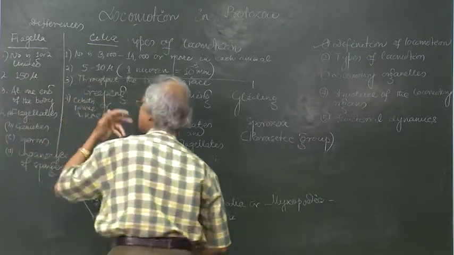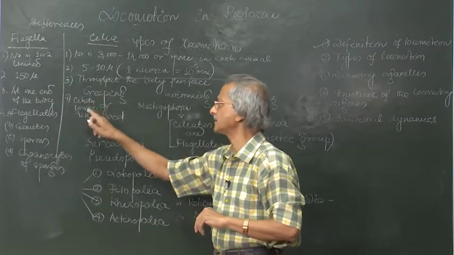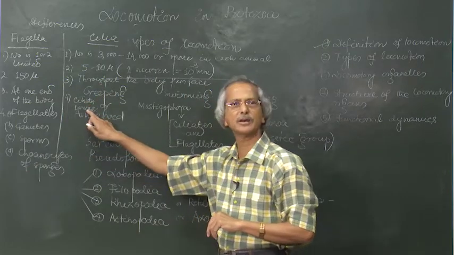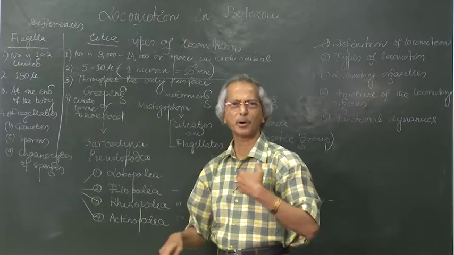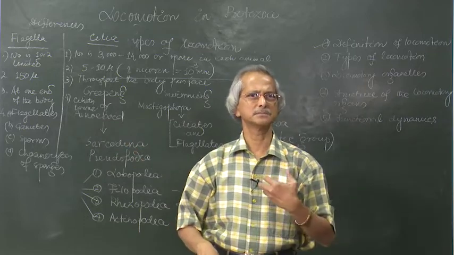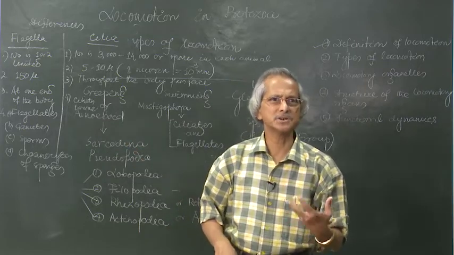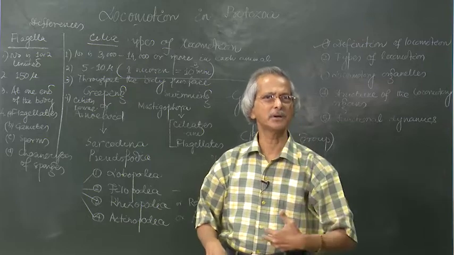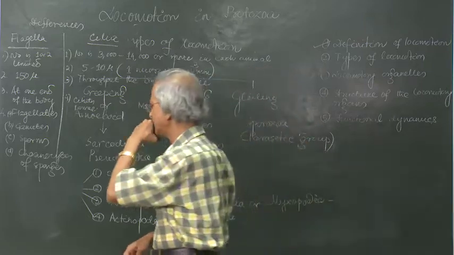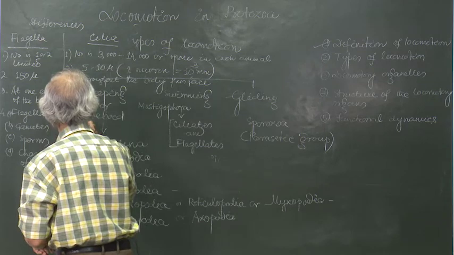So, cilia are present in ciliates, in certain larvae, and they are also found in certain tracts of the body, like for example the respiratory tract. You also find cilia in certain body tracts.